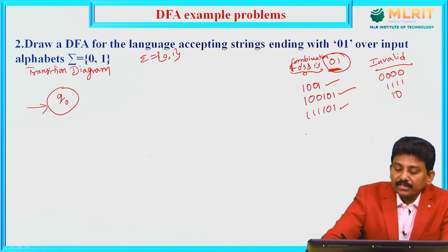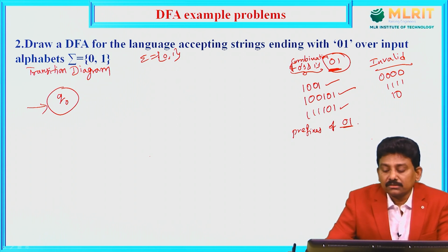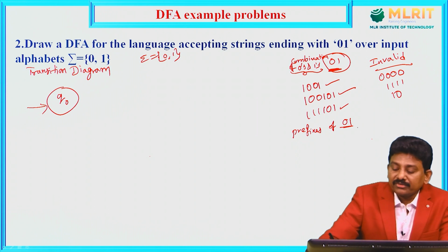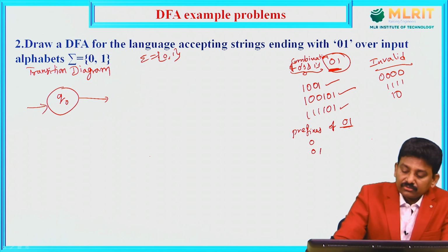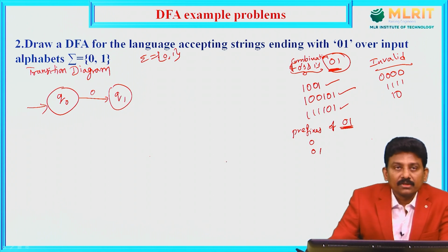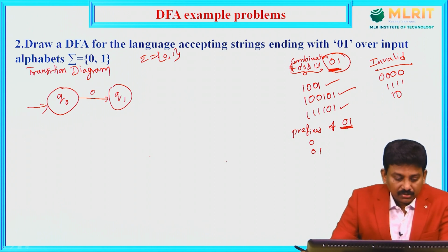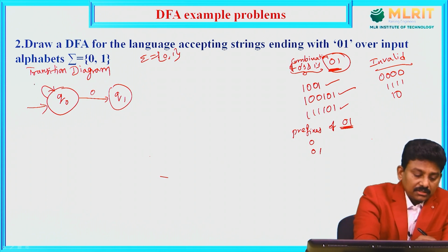We need to find the prefixes. Prefixes of 0 1: the last two symbols are 0 1. The prefixes of 0 1 are 0 and 0 1. In Q0, if you read 0, that is a prefix of 0 1, so I can go to Q1. In Q0, if you read 1, 1 is not a prefix of 0 1, so stay in the same state.